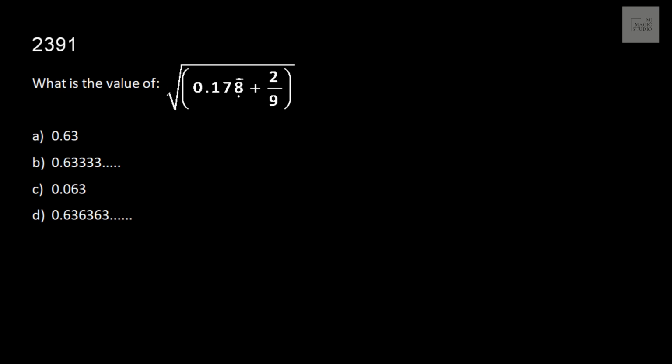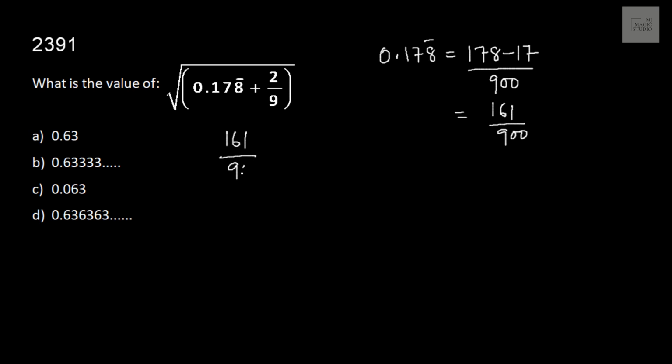Find the value of root over something, and there is a dash over 8, which means this is recurring. First let us convert this into a fraction. 0.178 recurring in fraction would be 178 minus 17 for the non-recurring part, divided by 9 for the recurring part, and 00 for the non-recurring part after the decimal point. That will come to 161 by 900. So we have 161 by 900 plus 2 by 9, or let me write like this. This will become 361 by 900.